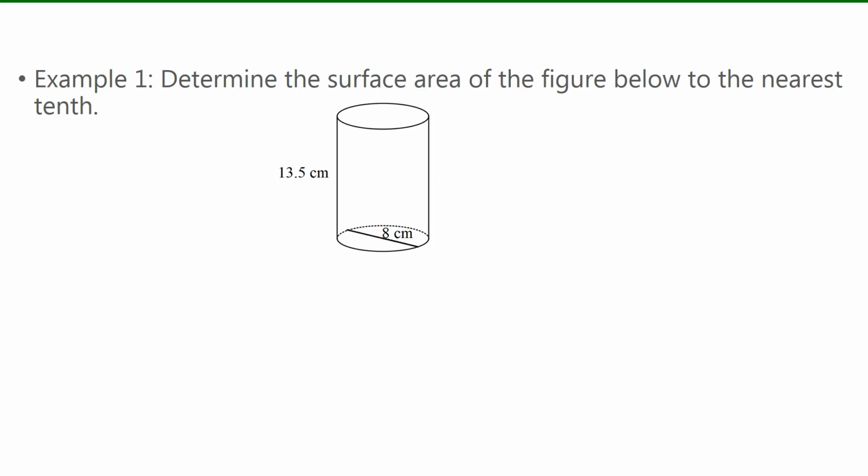In example 1, we have to determine the surface area of the figure below to the nearest tenth. So we need 1 decimal place. So we'll start by writing out the formula. 2 pi r squared plus 2 pi r h.